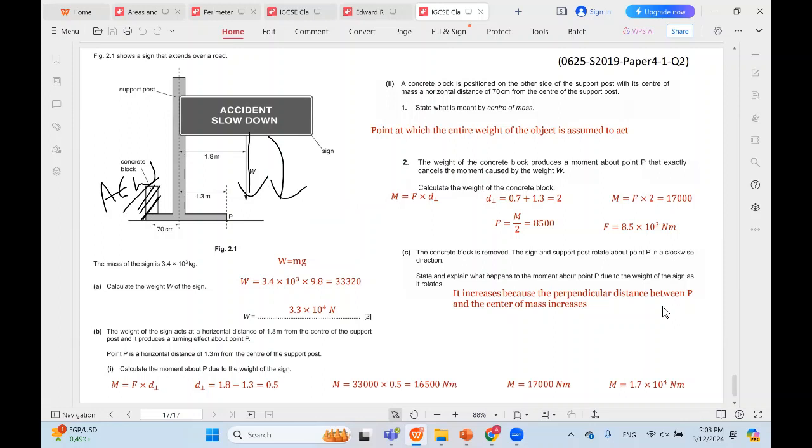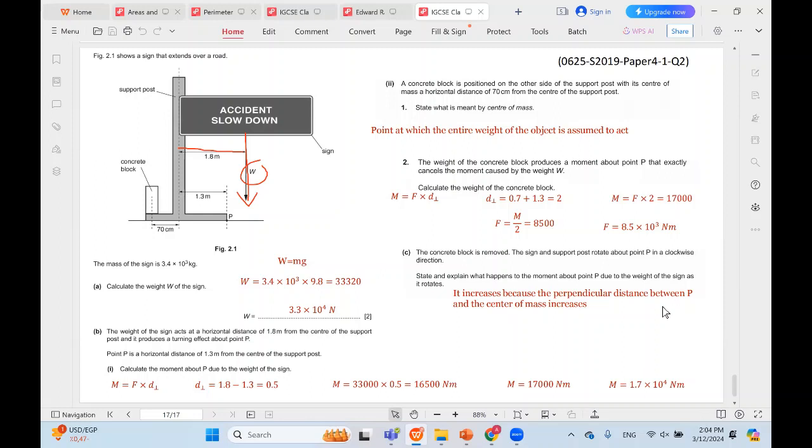State and explain what happens to the moment about point P due to the weight of the sign as it rotates. So this is important. This is a creative question. It's a new question. We have not met this question before. The idea is what happens to the moment about point P due to the weight of the sign as it rotates. How do we calculate that? So before it starts rotating, what is the moment caused by the weight? It's the value of the force itself or the weight itself multiplied by the horizontal distance, because the force is vertical and the distance is horizontal.